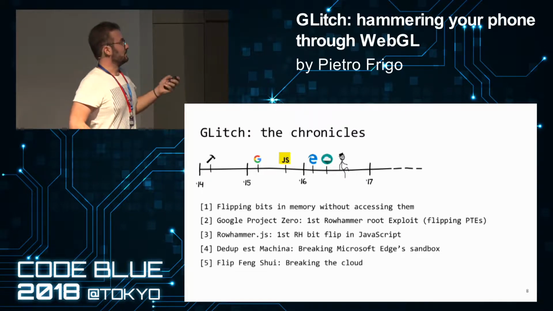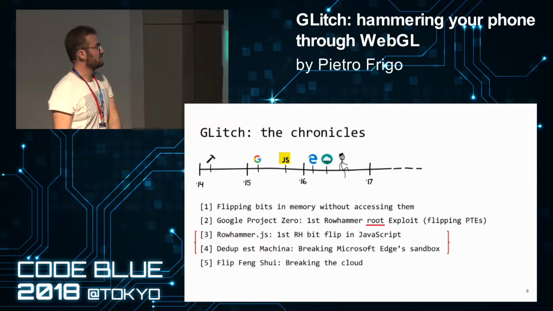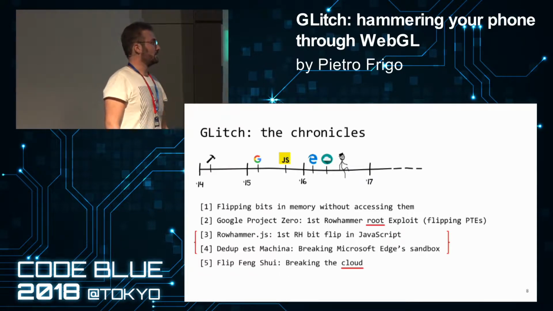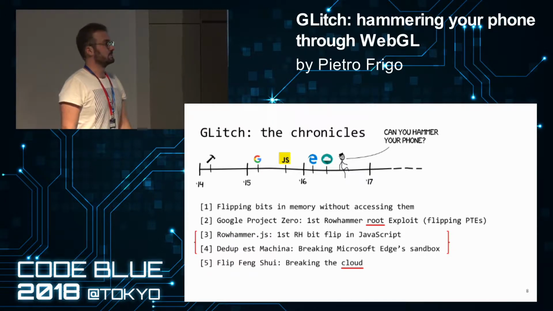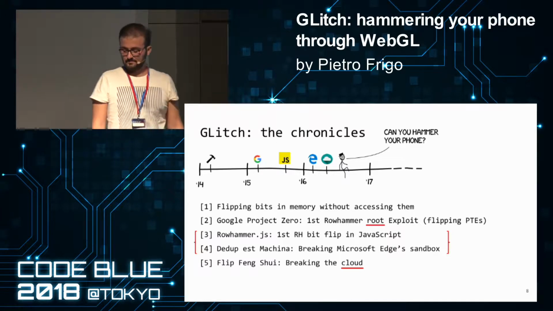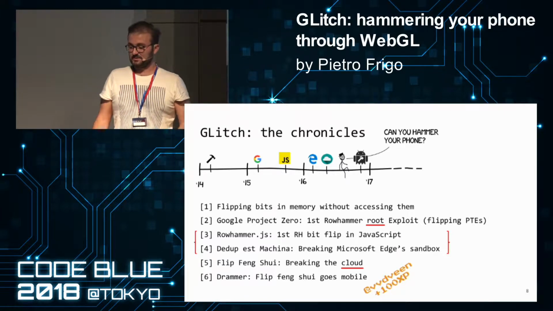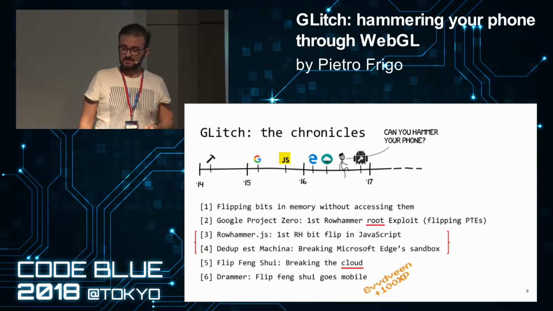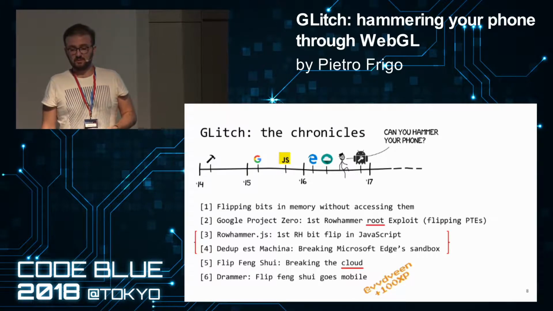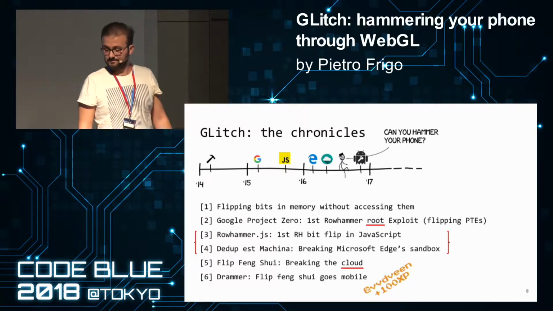So I did a bit of recap, and I thought, okay, there is a root exploit, 2 JavaScript exploits, 1 on the cloud. So the next step is clearly, can you trigger these bit flips on your mobile? And it turns out that somebody else already thought about it. Victor, another guy from our group, but at that time it was not yet my group, so I was not aware of this, was working on an exploit that could root Android phones using bit flips.